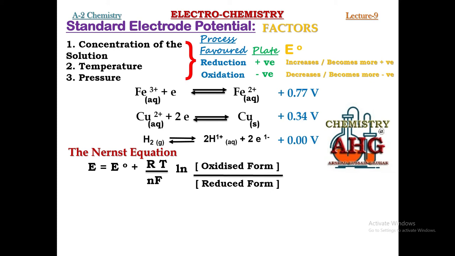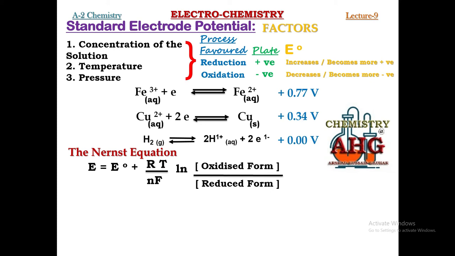Look at the second example. Cu2 plus is the higher oxidation state. Cu solid, 0, is the lower oxidation state, so this is the reduced form. H2 is the reduced form and H plus ion is the oxidized form. So this is how you can differentiate between the oxidized form and the reduced form. Higher oxidation state represents the oxidized form.